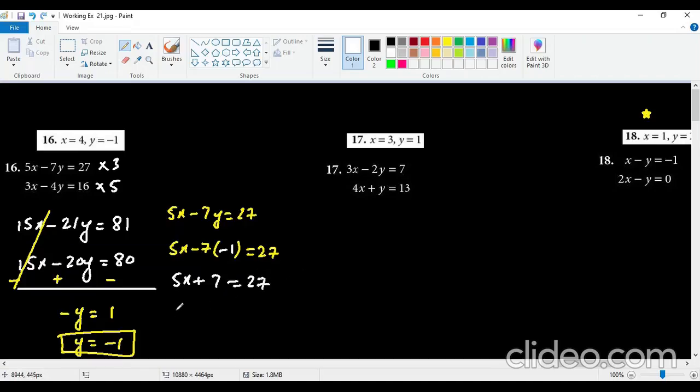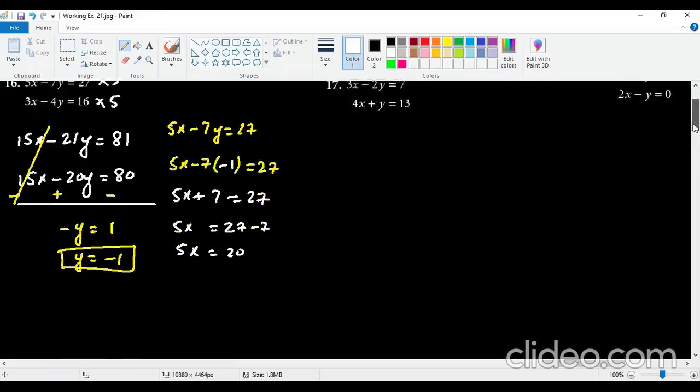So 5x will be equal to 27 minus 7. So 5x will be equal to 20. That means the x value is going to be 20 over 5, which is going to give us 4.